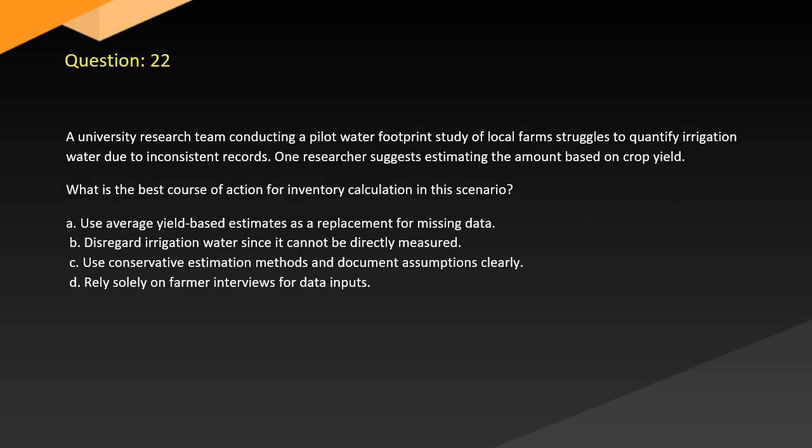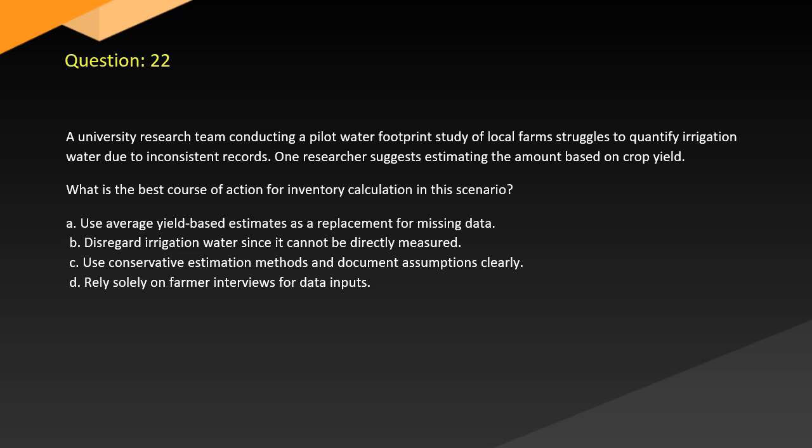Question 22. A university research team conducting a pilot water footprint study of local farms struggles to quantify irrigation water due to inconsistent records. One researcher suggests estimating the amount based on crop yield. What is the best course of action for inventory calculation in this scenario?